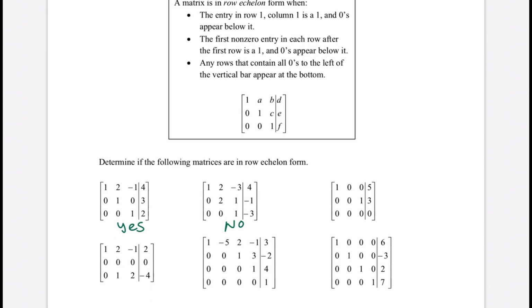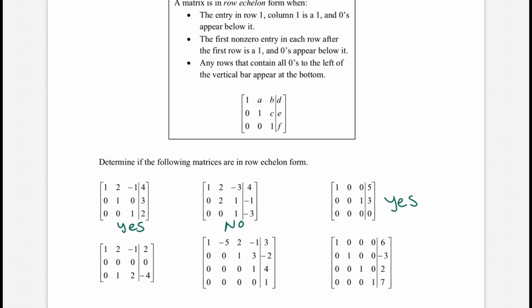The third one, we have a 1 in the first spot with zeros below it. The first non-zero entry is a 1. And then if you have a row with all zeros, then this would be at the bottom, which is true. So this, yes, this is in row echelon form.